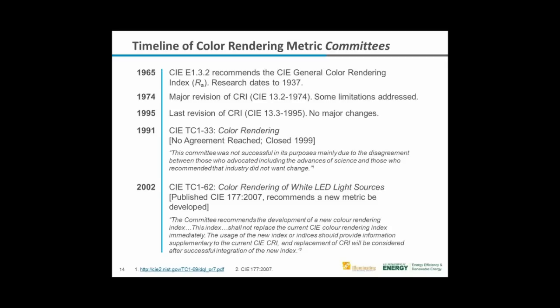So you can see already, even before 1995, in 1991, CIE formed Technical Committee 1-33 on color rendering, looking at forming new metrics. That group closed in 1999 with no agreement reached. And I'll read a quote here from a later document, not from TC-133 itself, but it says, "This committee was not successful in its purposes, mainly due to the disagreement between those who advocated including the advances of science and those who recommended that industry did not want to change."